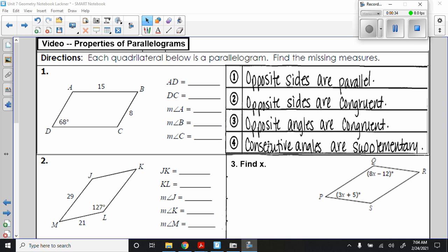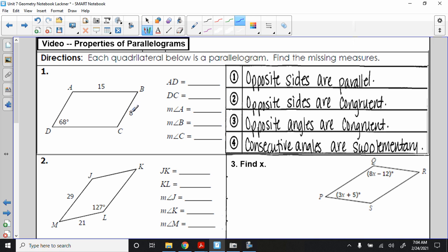I have four pretty easy properties to memorize here. Opposite sides are parallel, opposite sides are congruent, opposite angles are congruent, and consecutive angles are supplementary. So pretty much everything that's opposite is congruent. So let's look at AD. AD is opposite of BC, so AD is 8. BC is our bottom side. Opposite is 15. They're equal.